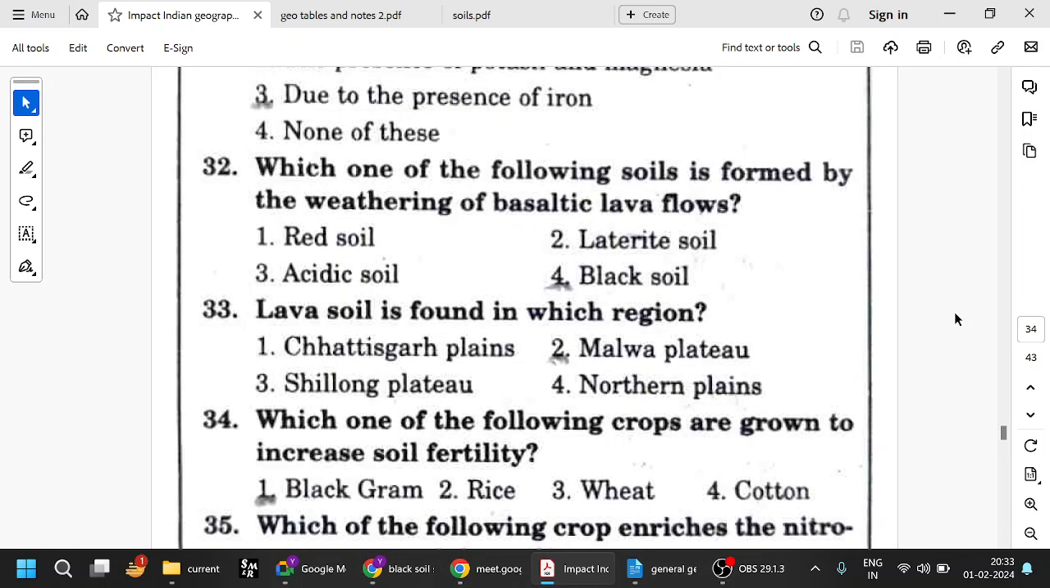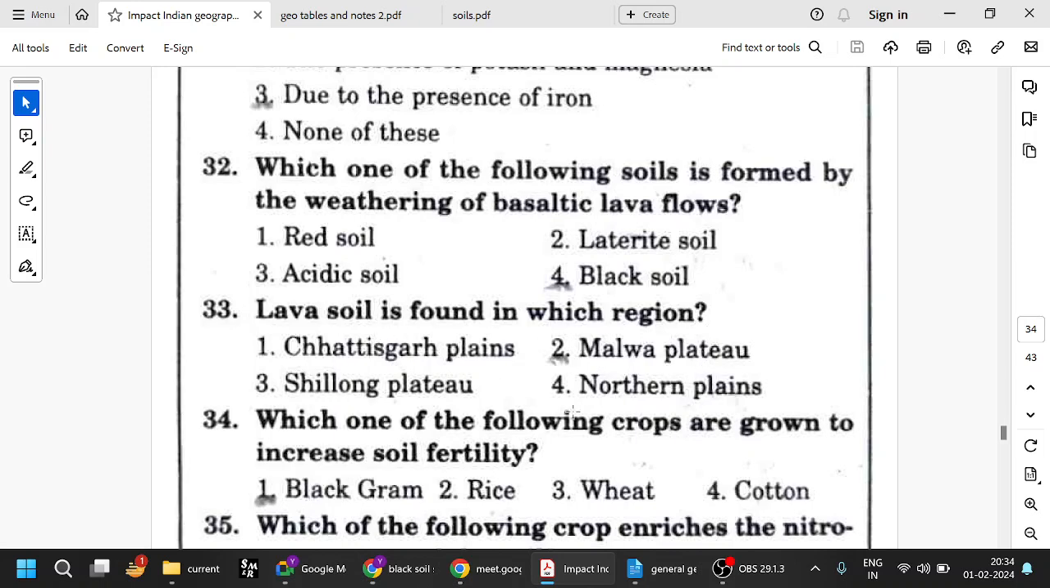Basaltic lava, all that we have seen is black soil. Anything related to volcanic lava, basaltic lava, Deccan Plateau, all that is mostly black soil. And for the acidic or alkaline soil, we have seen the color of the soil, that is acidic soil. Lava soil is found in which region?